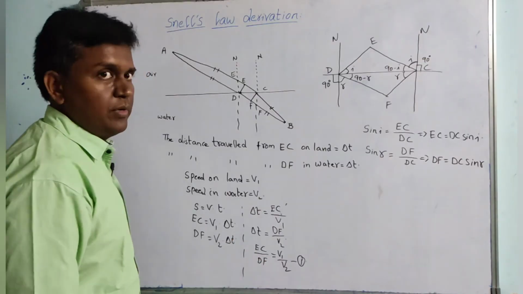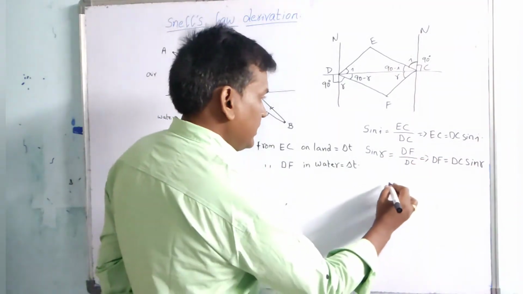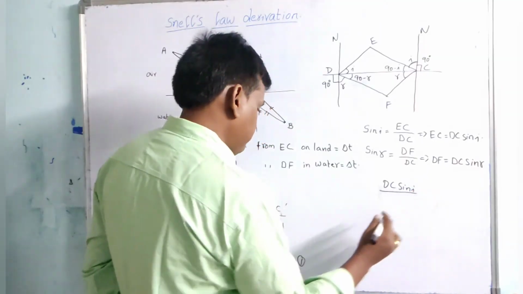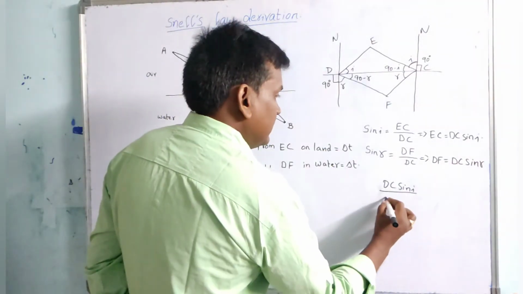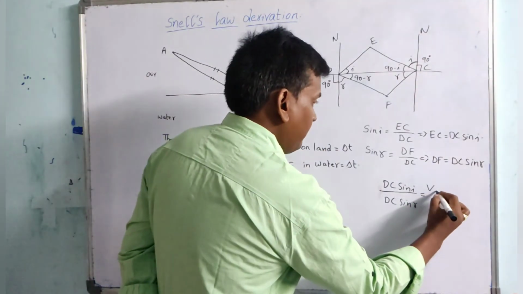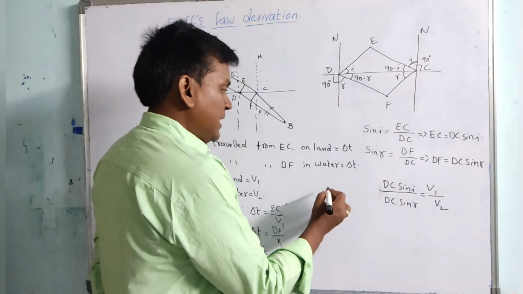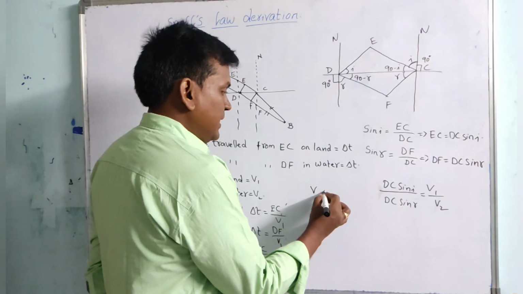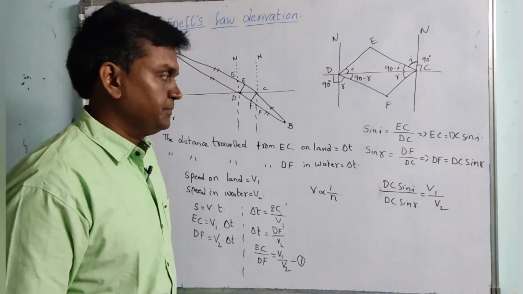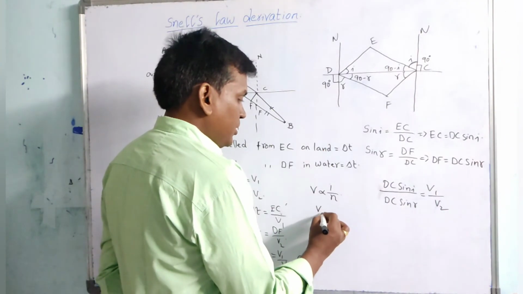We have equation 1 here, EC by DF equals V1 by V2. So put EC here, that means EC equals DC sin I, by DF, which is DC sin R, that is equal to V1 by V2. And we have one relation in this refraction: the speed of light is inversely proportional to the refractive index. That means speed and refractive index are inversely proportional to each other.